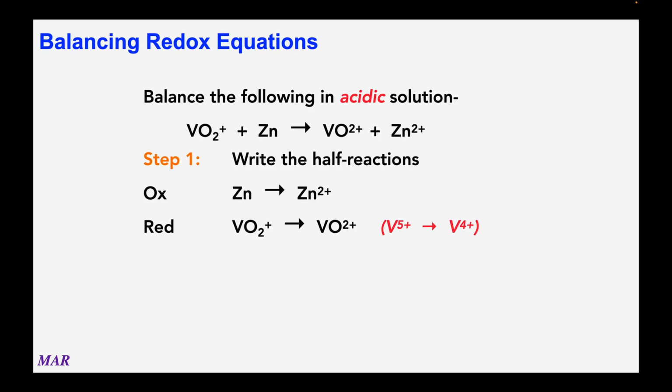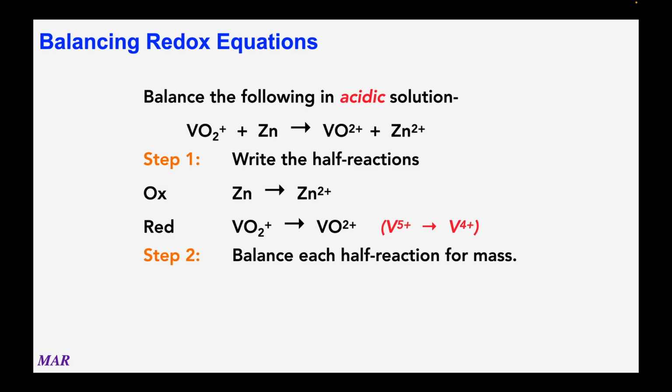That means it's gaining an electron. The vanadium species is being reduced. And zinc here is losing 2 electrons to make Zn2+, so that's why it's being oxidized. But again, you don't have to worry about it. Just put the like species together and everything should be cool when you get to the adding electrons part.